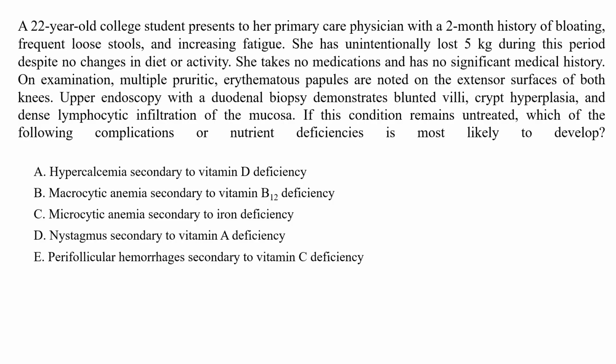The options given here are A. Hypercalcemia secondary to vitamin D deficiency, B. Macrocytic anemia secondary to vitamin B12 deficiency, C. Microcytic anemia secondary to iron deficiency, D. Nystagmus secondary to vitamin A deficiency, E. Perifollicular hemorrhages secondary to vitamin C deficiency.